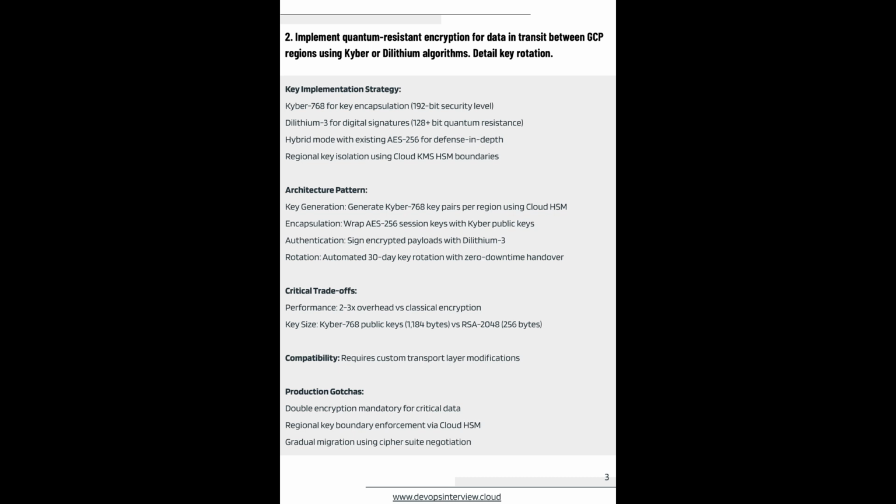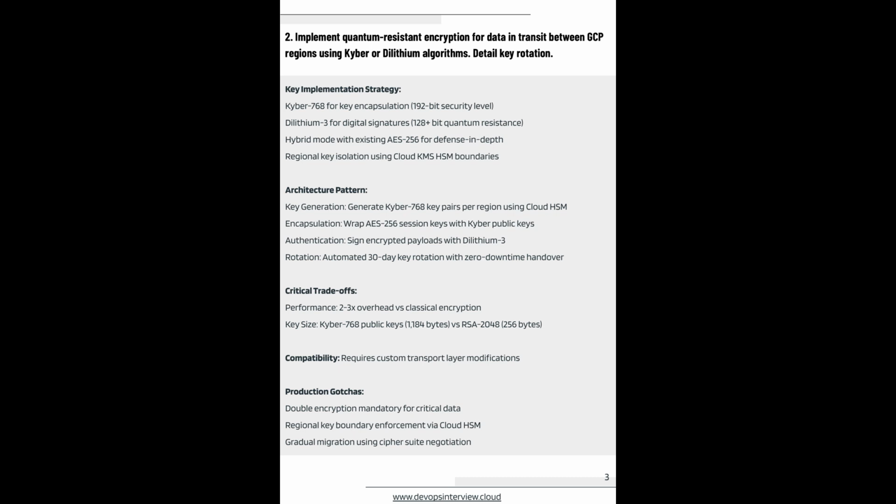Think about every TLS handshake, every signed message. It means more data flying back and forth, which translates to increased latency and increased bandwidth consumption, especially for inter-region traffic where the physical distances are greater. It's a critical trade-off you have to manage: getting that quantum resistance versus maintaining optimal network performance.